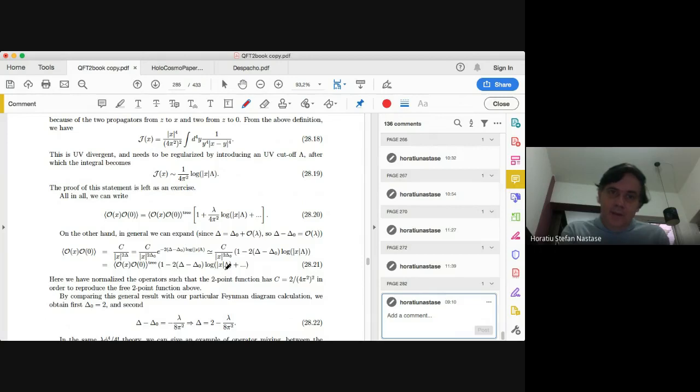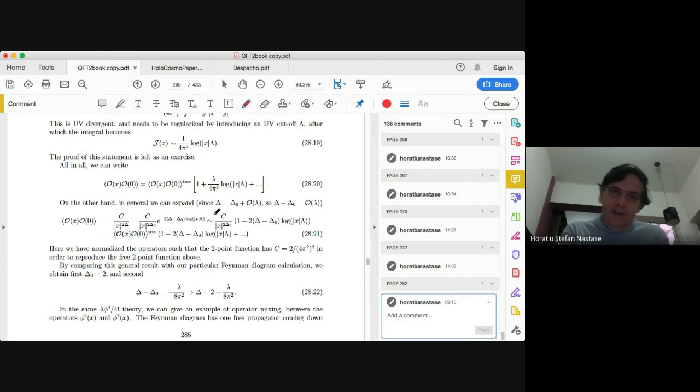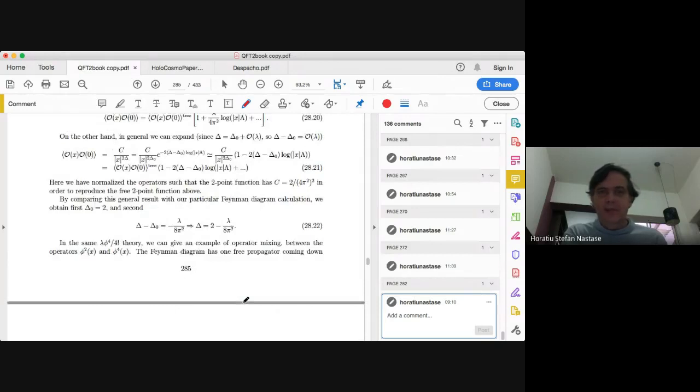And so that means that delta minus delta 0 is lambda over 4 pi squared divided by 2 and times a minus. So minus lambda over 8 pi squared. And delta 0 is 2. So delta is 2 minus lambda over 8 pi squared at 1 loop level. All right. So this was a calculation of the anomalous dimension.